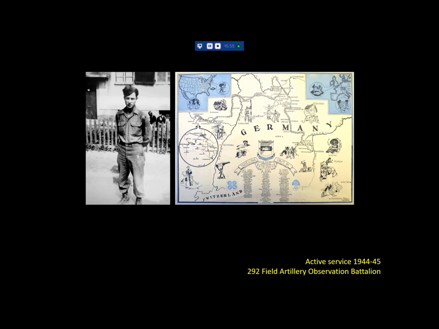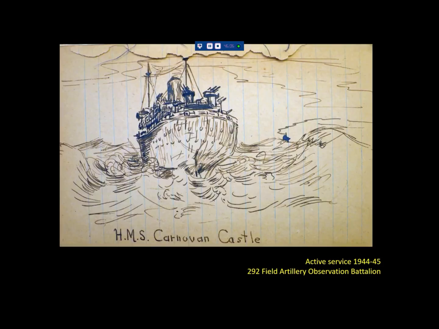He came across from New York to Southampton on HMS Carnarvon Castle. Here's a drawing he did in his diary or his notebook showing the ship, which was battered about. You can see the guns on the top. He can't spell Carnarvon, but that doesn't matter. Stormy seas, he said in the diary. They were being tracked by a U-boat, a German submarine. You can see that there in the picture.